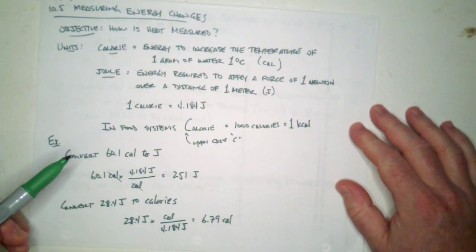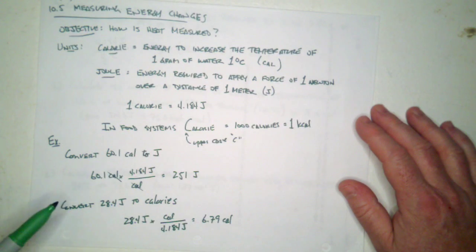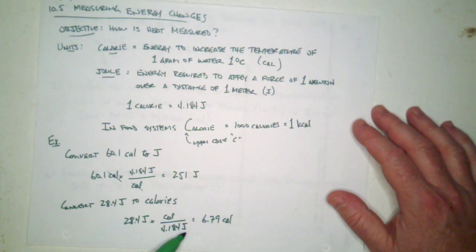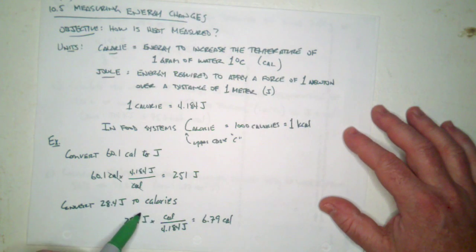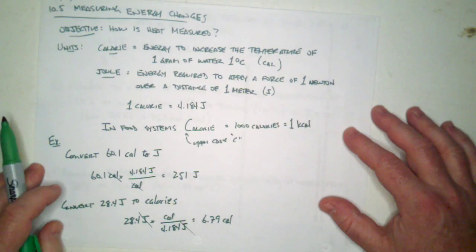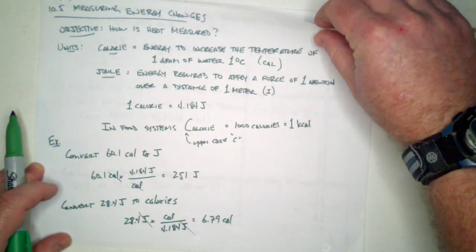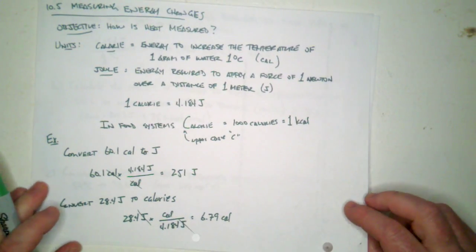We can also go back the other way. We can convert 28.4 joules into calories simply by dividing. So the one we want to get rid of always goes on the bottom. In this case, we want to get rid of joules and come back with calories. The one we want to keep has to be on top. So this J cancels this J, leaves us an answer in calories, which is 6.79. So that's really all there is to it, to go back and forth between calories and joules.